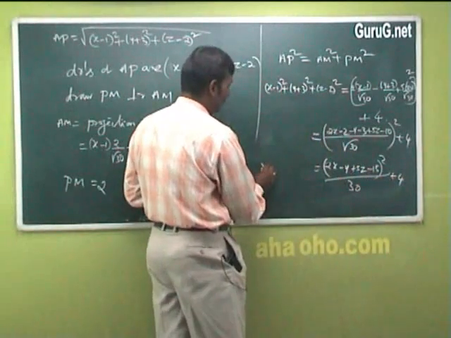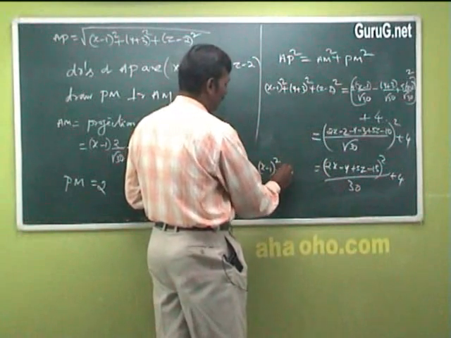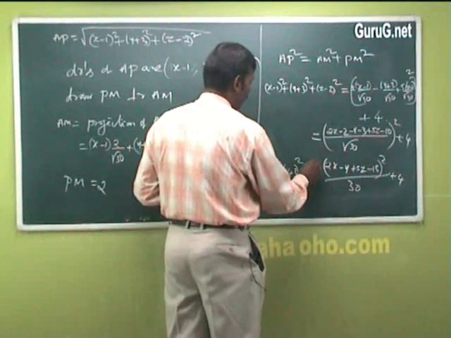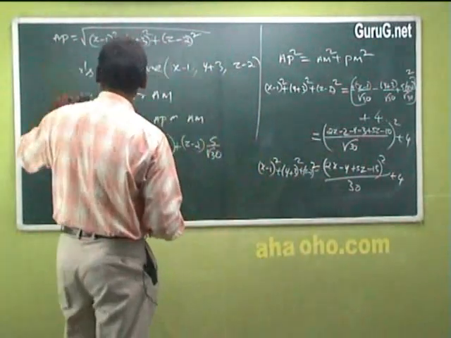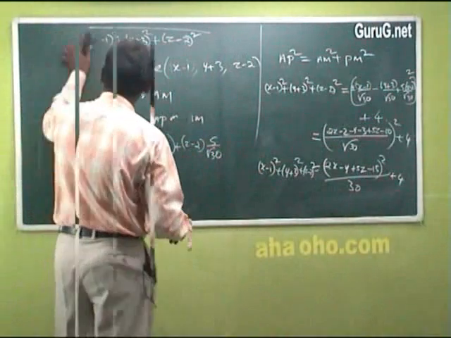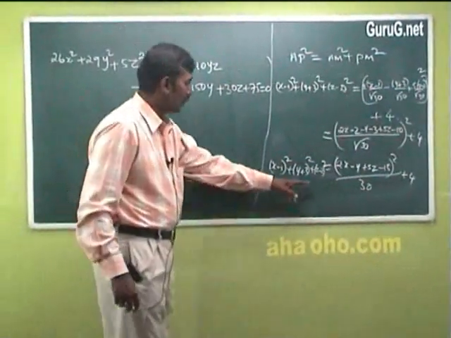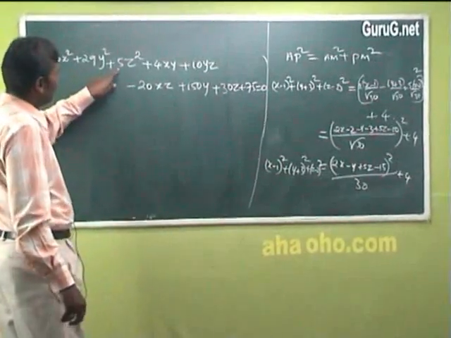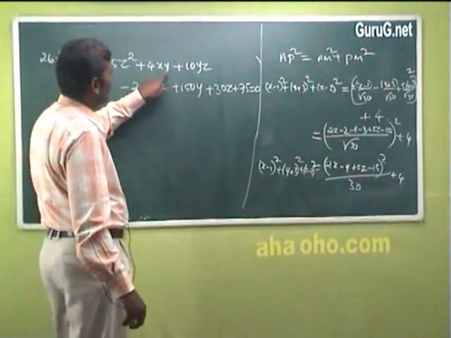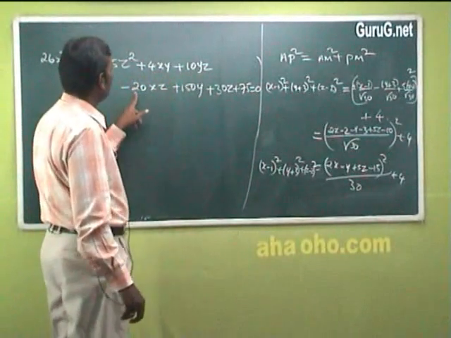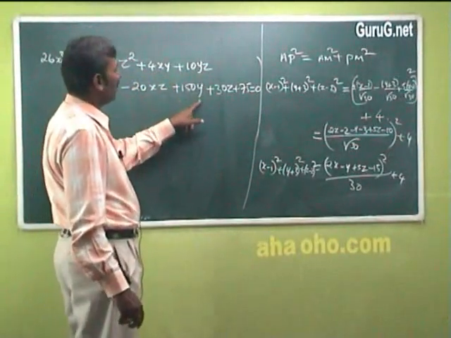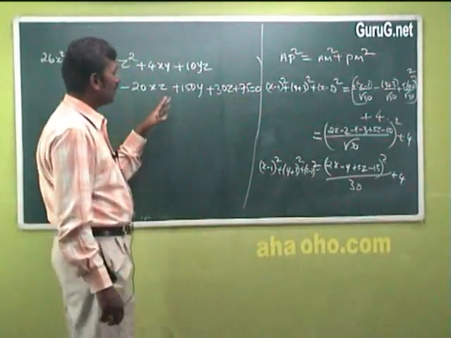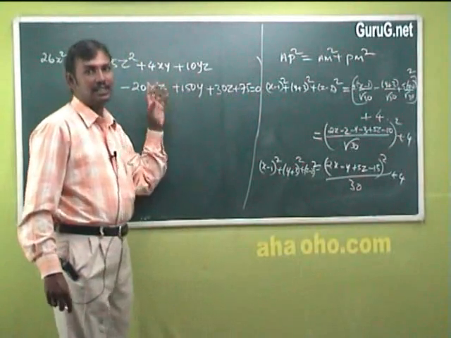On the left hand side, what is there? x minus 1 the whole square plus y plus 3 the whole square plus z minus 2 the whole square. So after simplifying it, you may get this answer: 26x square plus 29y square plus 5z square plus 4xy plus 10yz minus 20xz plus 150y plus 30z plus 75 equal to 0. So which is the equation of the required cylinder, right?